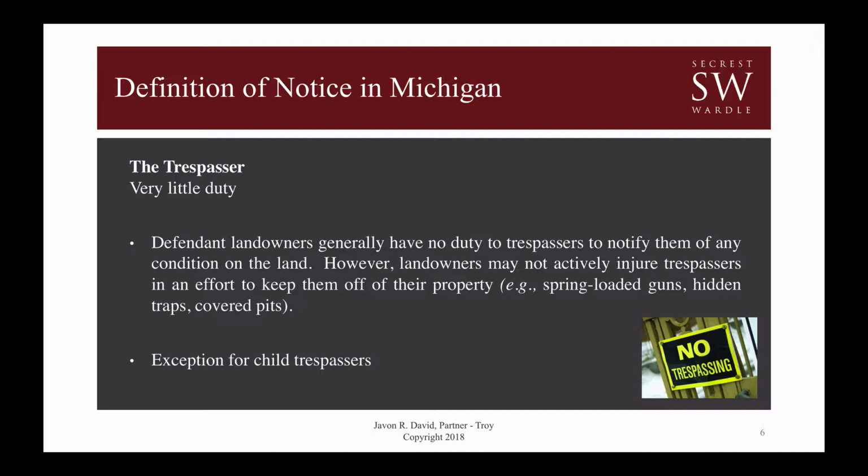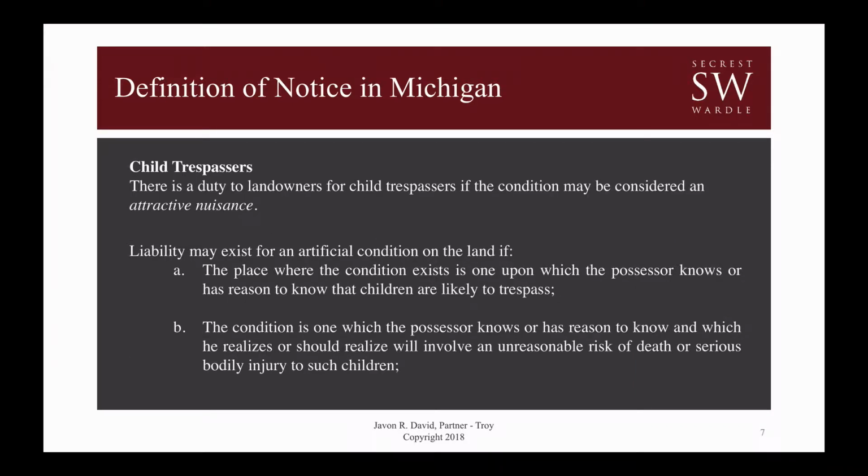There is a duty for child trespassers if the condition may be considered an attractive nuisance. A possessor of land is subject to liability for physical harm to a child trespasser caused by an artificial condition on the land, and there are several elements that invoke this type of duty. So again, there is a duty to landowners for child trespassers if the condition may be considered an attractive nuisance.